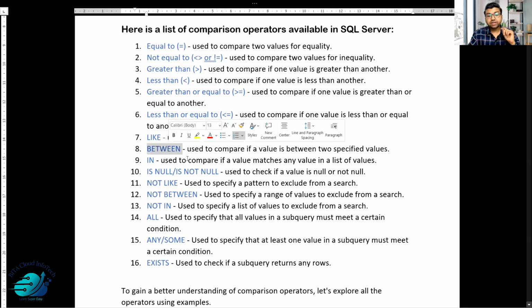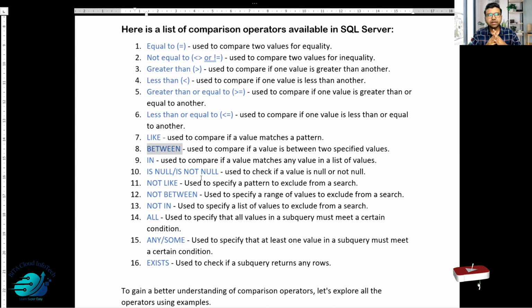Okay. Now, between is also very much asked in interviews. Basically, between is a range, where you give two things and say between A and B. For example, you want to say between 1 and 10. So how do you say it? Between 1 and 10. We will see the use of this also.